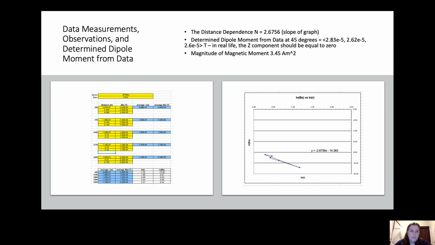So here are my data measurements, observations, and determined dipole moment from the data. As you can see here, I recorded all of them into the system for a distance dependence of 2.6756, which was the slope of this graph. I determined the dipole moment from this experimental data at 45 degrees to be 2.83e-5, 2.62e-5, 2.6e-5 for the real-life experiment. You can already tell that this is slightly off, as the z component should be equal to 0. I also found the magnitude of magnetic moment to be 3.45 A·m².